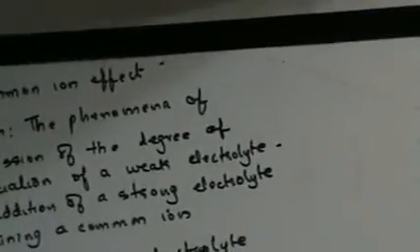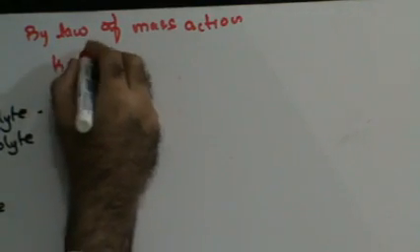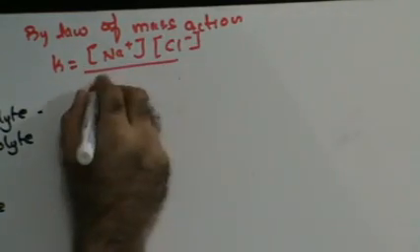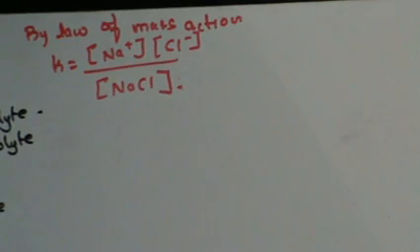Apply law of mass action to this. If I apply law of mass action, I can say K is active mass of sodium into active mass of chloride upon active mass of sodium chloride. Right? Now, these impurities can be removed and common salt can be purified by passing hydrogen chloride gas on saturated solution of impure sodium chloride.